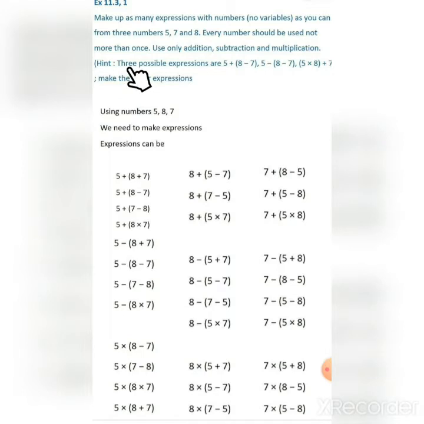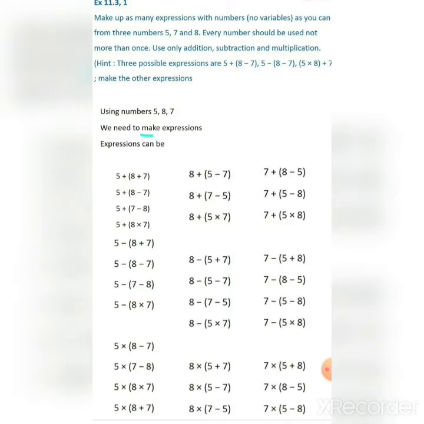Now hint is given here. 3 possible expressions are 5 plus in bracket 8 minus 7. Then the other can be 5 minus in bracket 8 minus 7. Then in bracket 5 into 8 plus 7. So 3 already are given here. We have to make the other expressions. So let's start how we can make.